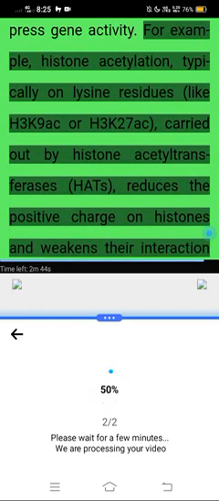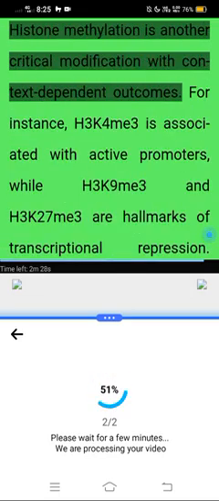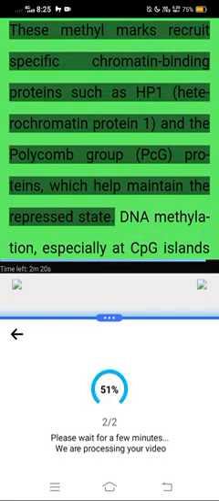For example, histone acetylation, typically on lysine residues like H3K9Ac or H3K27Ac, carried out by histone acetyltransferases, reduces the positive charge on histones and weakens their interaction with negatively charged DNA, leading to a more relaxed chromatin state that favors transcription. In contrast, histone deacetylases (HDACs) remove acetyl groups, promoting chromatin condensation and gene silencing. Histone methylation is another critical modification with context-dependent outcomes. For instance, H3K4Me3 is associated with active promoters, while H3K9Me3 and H3K27Me3 are hallmarks of transcriptional repression. These methyl marks recruit specific chromatin-binding proteins such as HP1, heterochromatin protein 1, and the polycomb group (PcG) proteins, which help maintain the repressed state.